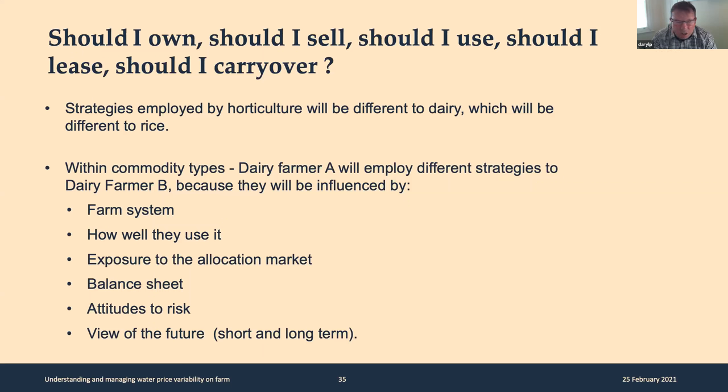How well you use it. What level of exposure have you got already? What's your balance sheet like? What's your attitude to risk? What's your view of the future, short term and long term? All those will influence where you set yourself up from, you know, water procurement position, ownership, etc.